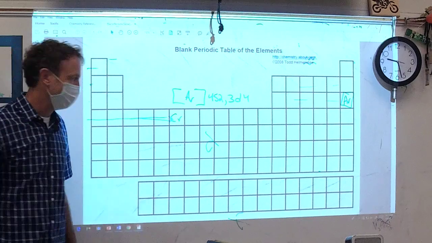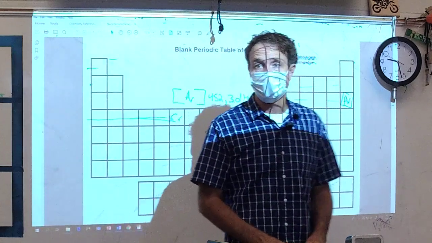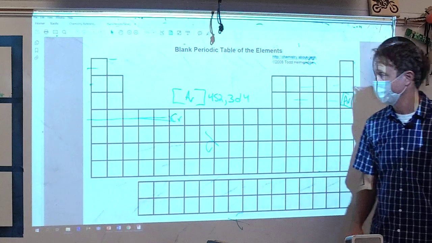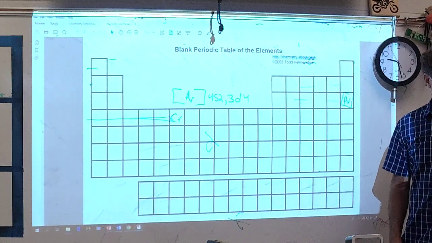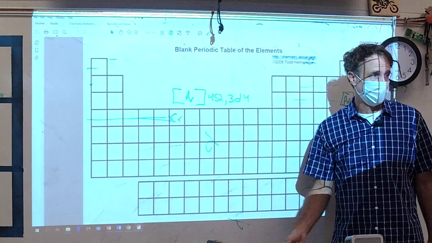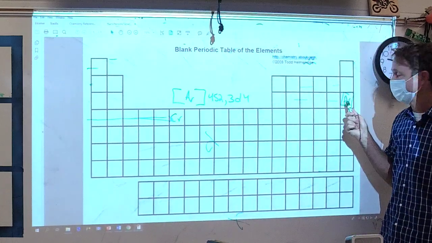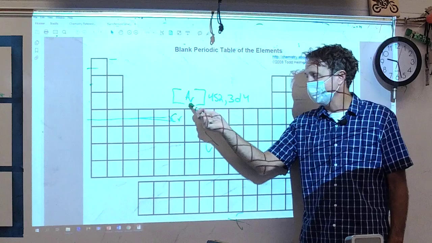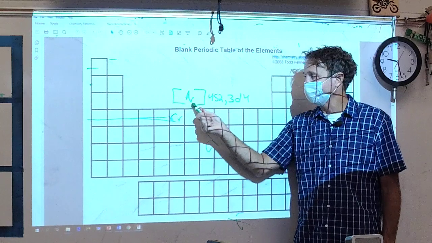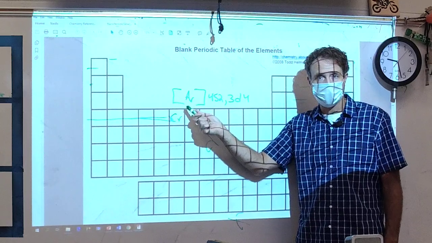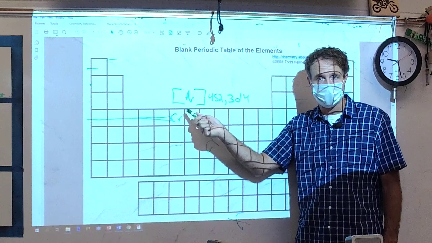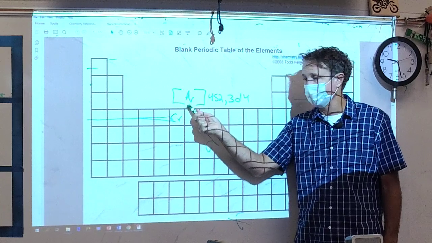Now, isn't that a lot easier? Does that make sense to everyone? I mean, that's a lot easier to do. That saves you a lot of writing. So whatever element we find here, you go backwards to the last noble gas that you went by, and you just write that gas in a bracket. Writing this in a bracket is saying 1s2, 2s2, 2p6, 3s2, 3p6. That's what you just said right there.